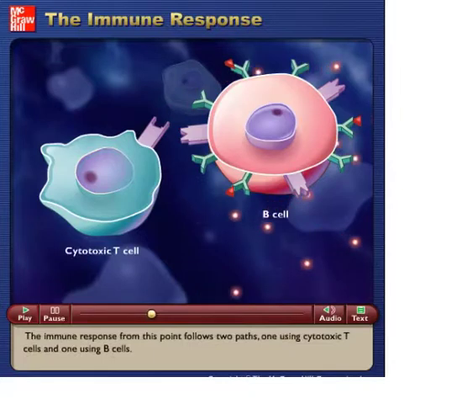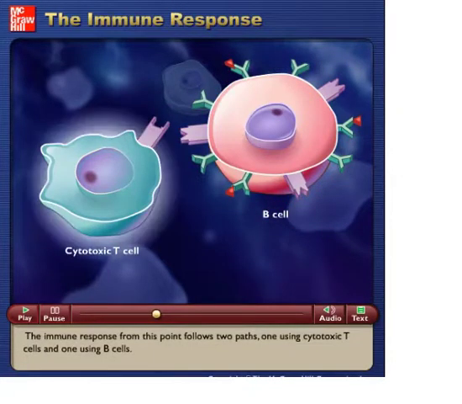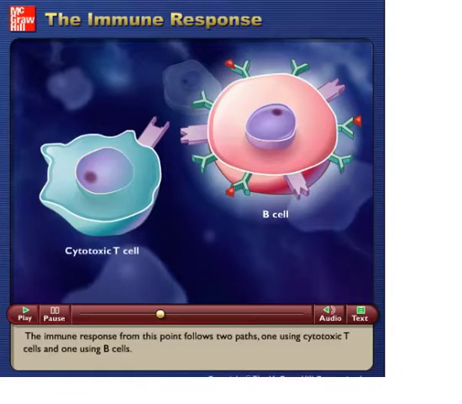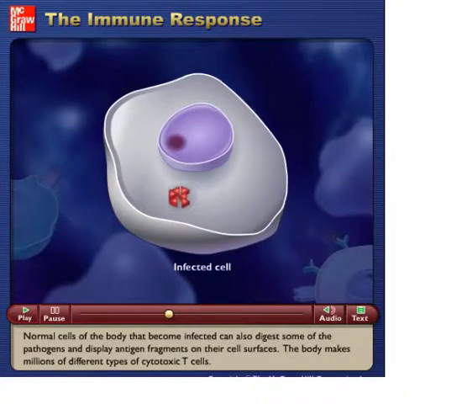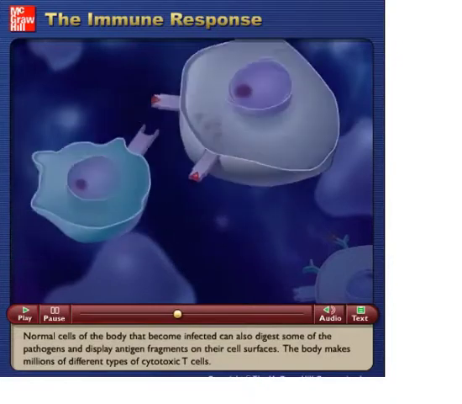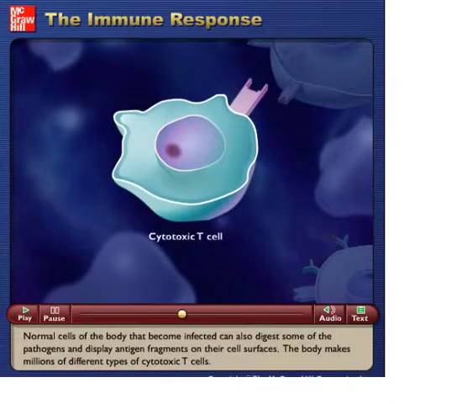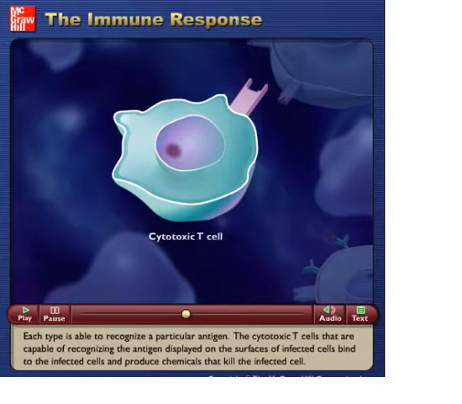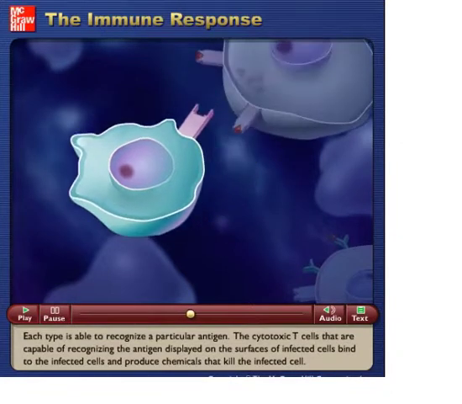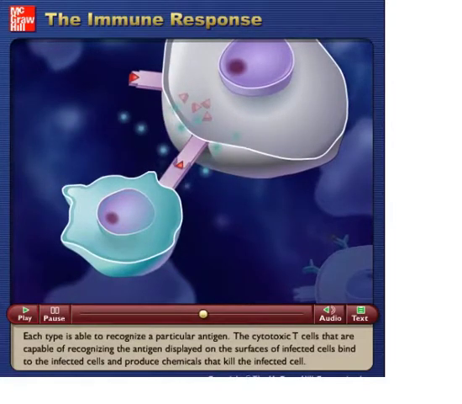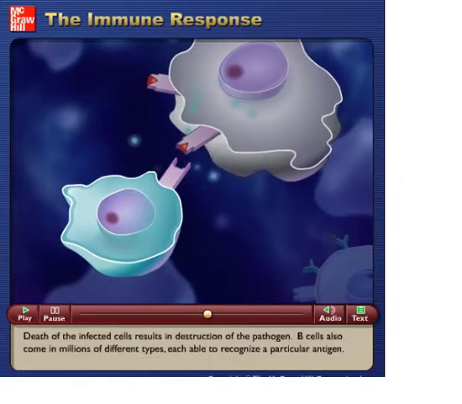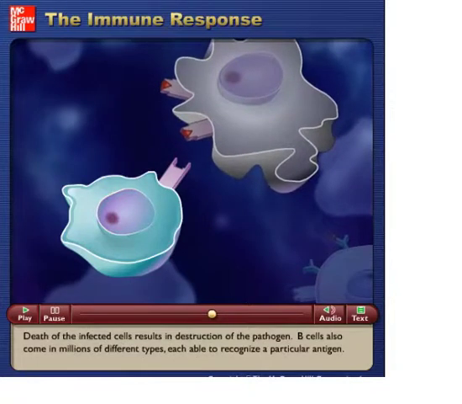The immune response from this point follows two paths, one using cytotoxic T cells and one using B cells. Normal cells of the body that become infected can also digest some of the pathogens and display antigen fragments on their cell surfaces. The body makes millions of different types of cytotoxic T cells. Each type is able to recognize a particular antigen. The cytotoxic T cells that are capable of recognizing the antigen displayed on the surfaces of infected cells bind to the infected cells and produce chemicals that kill the infected cell. Death of the infected cells results in destruction of the pathogen.